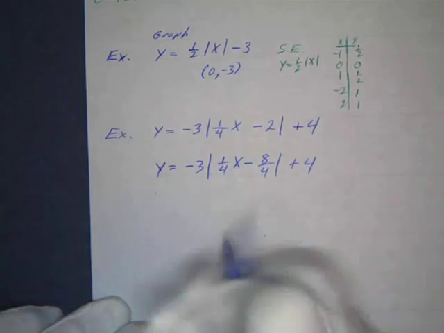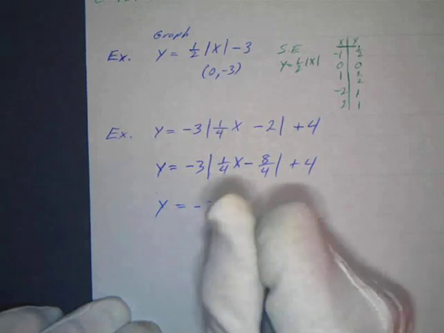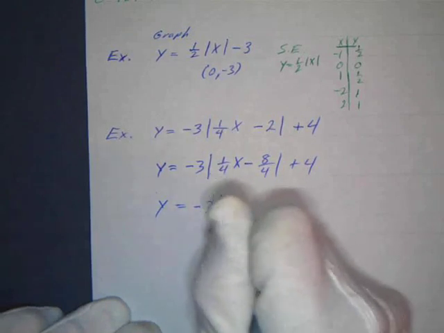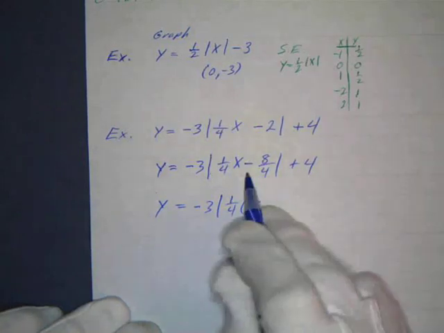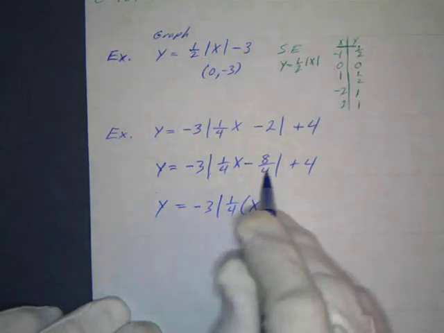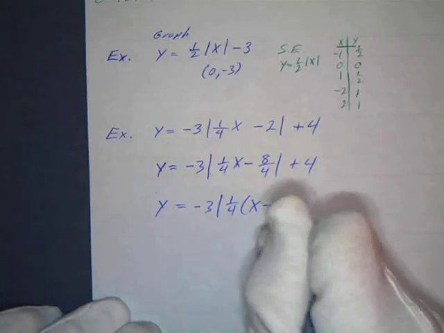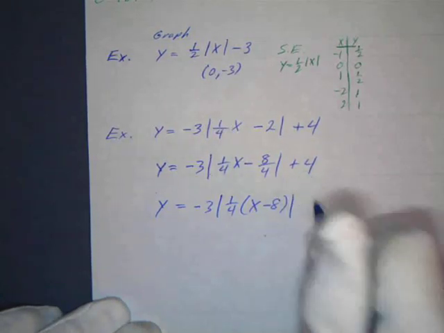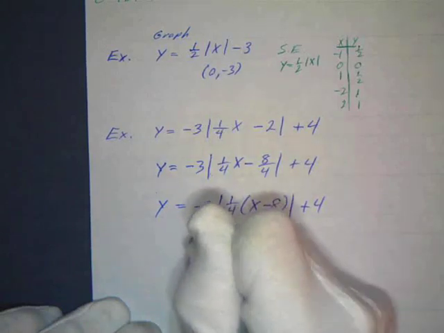Now I can get this 1/4 out, so I'll say y equals negative 3 times the absolute value, and I can put the 1/4 out in front of the parentheses, and now I've got a 1 in front of the x. And then if I take the 1/4 out, I'm just going to divide the bottom 4 out, so all that's going to be left is an 8, so it's going to be negative 8, parentheses, plus 4.